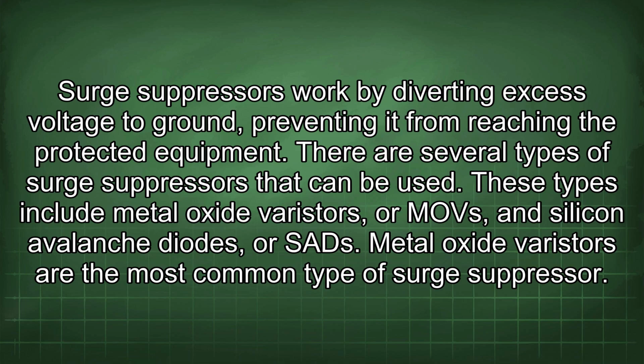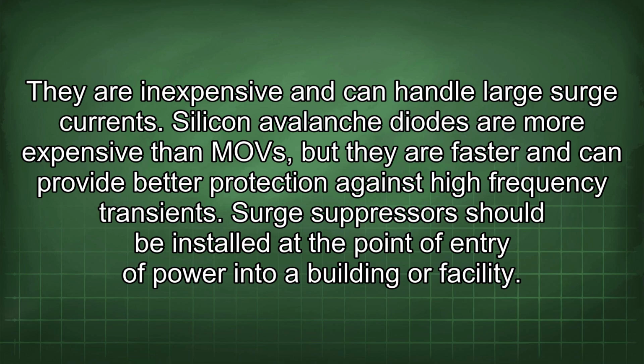Metal oxide varistors are the most common type of surge suppressor. They are inexpensive and can handle large surge currents. Silicon avalanche diodes are more expensive than MOVs, but they are faster and can provide better protection against high-frequency transients.